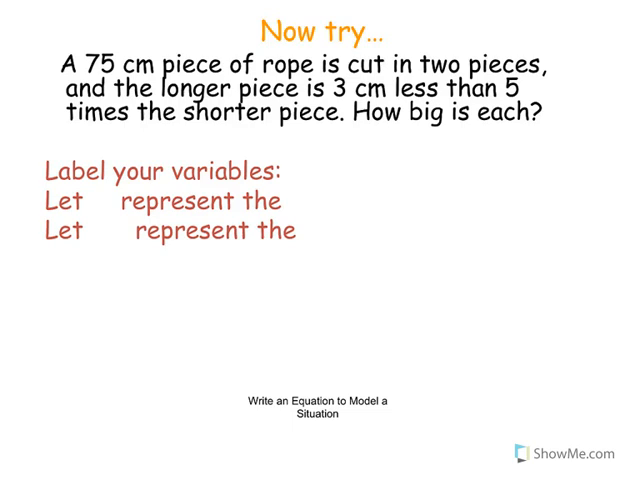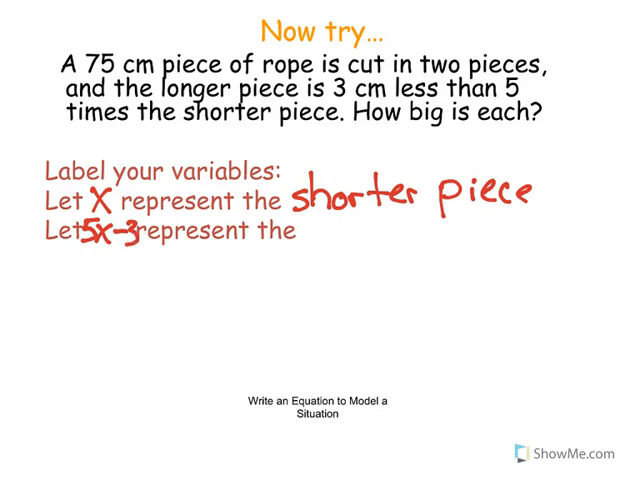So I'm going to say let x represent the shorter piece. Now, what do we know about the longer piece? It's 3 less than 5 times the shorter. So here's 5 times the shorter. Here's 3 less than that. So that's 5x minus 3. And altogether, it's 75. So x plus 5x minus 3 is 75.